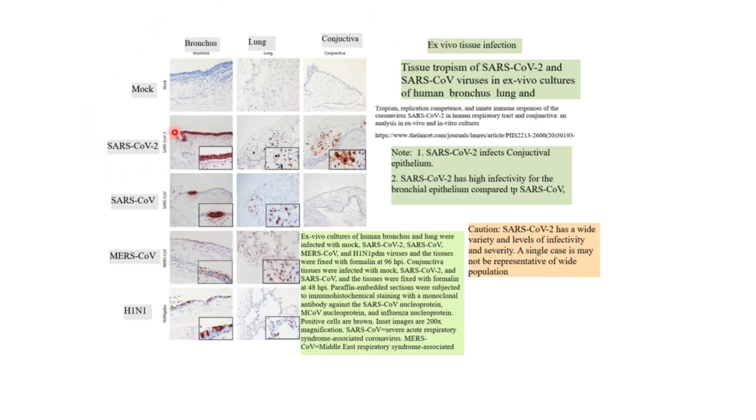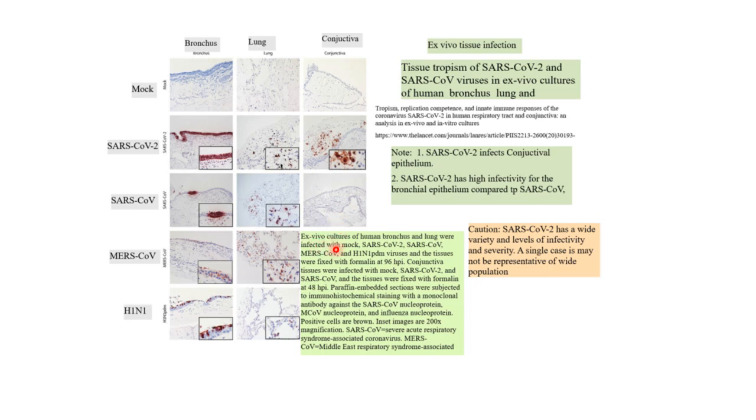And so here it is SARS-CoV-2, SARS-CoV, MERS-CoV, H1N1. And it becomes quite obvious that SARS-CoV-2 does infect bronchus quite heavily. There are varying degrees of infection by the other viruses. H1N1, the strain they've used is H1N1 pdm. Lungs are also infected by these viruses. In conjunctiva, notice that SARS-CoV-2 infects conjunctiva, but SARS does not.